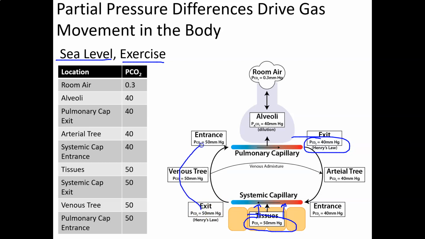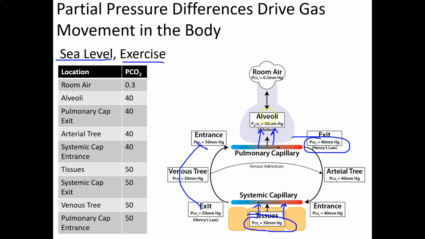It travels through the venous side to the entrance of the pulmonary capillaries as the same number, 50. And then when it enters the alveoli, the alveoli have a partial pressure of 40. The pulmonary capillaries have a partial pressure of approximately 50. Since the diffusion gradient is from the blood to the lungs, we're going to diffuse that gas into the lungs, and the person will then breathe it out.